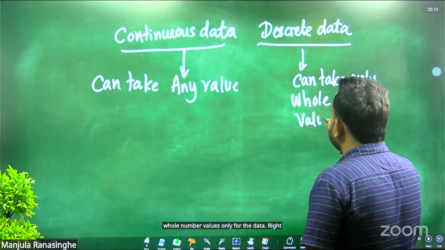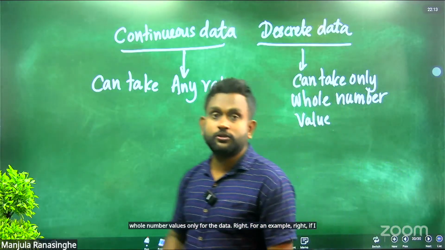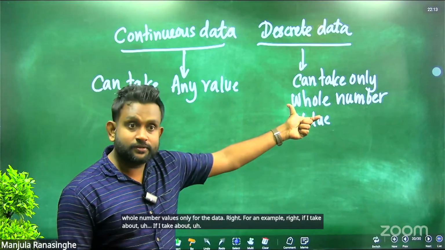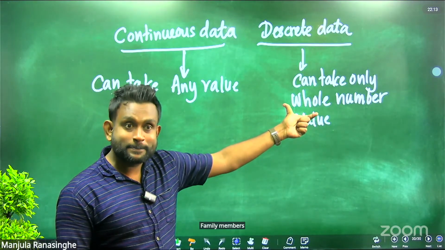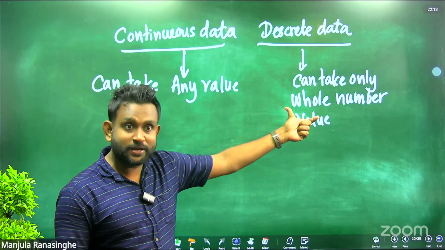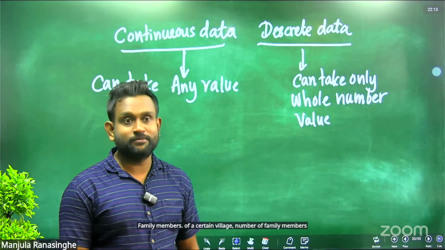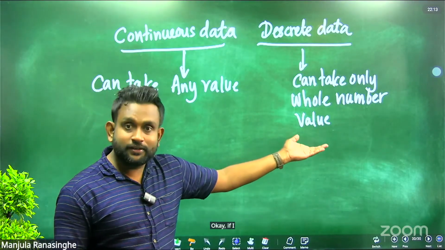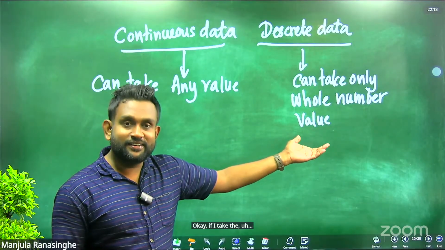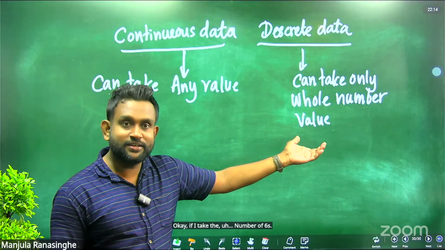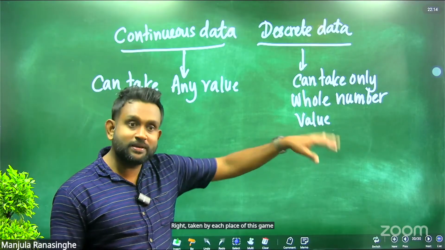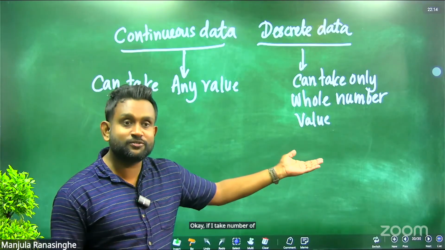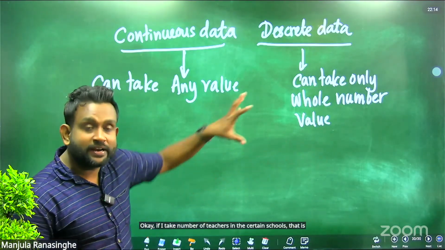Right. For an example, if I take the family members of a certain village, the number of family members is a whole number. It cannot be a decimal, it cannot be a fraction. If I take the number of sixes taken by each player of this game, sixes should be a whole number. If I take the number of teachers in certain schools, that is whole numbers. So those are the discrete data.